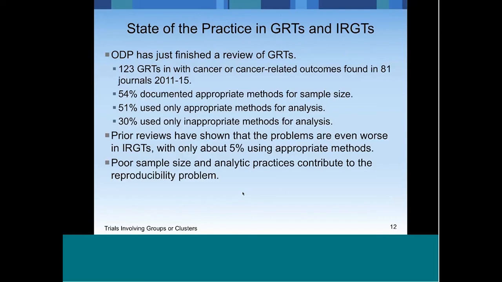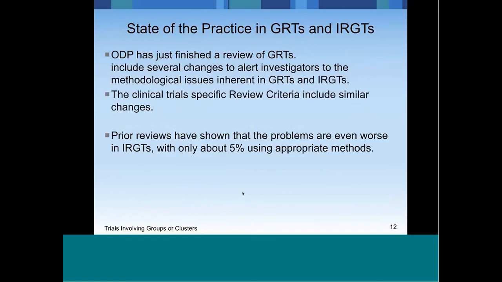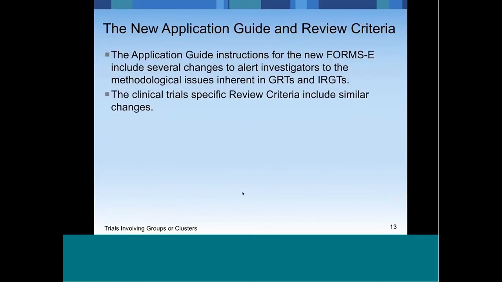The situation is even worse with individually randomized group treatment trials, where reviews have shown that only perhaps 5% use appropriate methods. Poor sample size and analytic practices contribute to our reproducibility problem, and so the point of the resources that I'm going to show you today is to try to help investigators become aware of these issues and submit better applications.